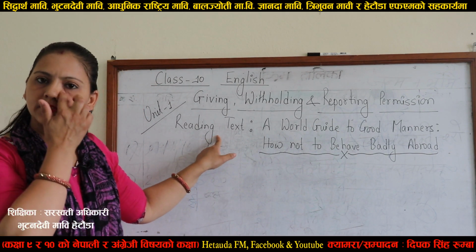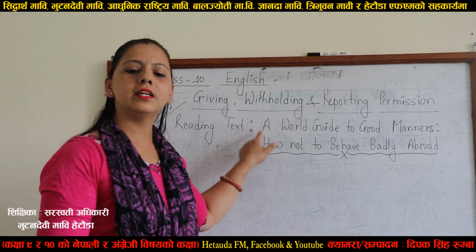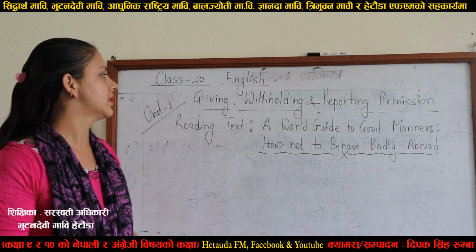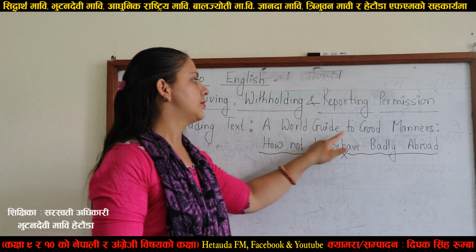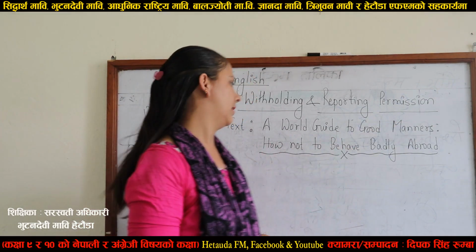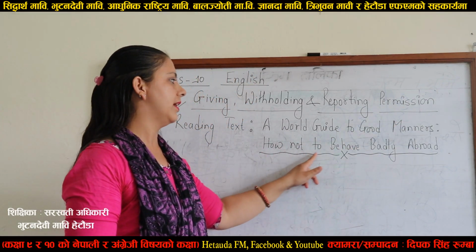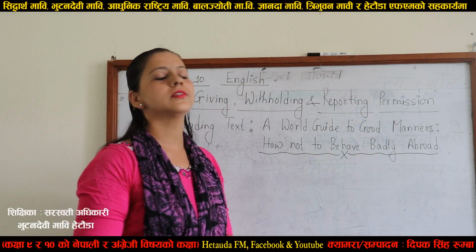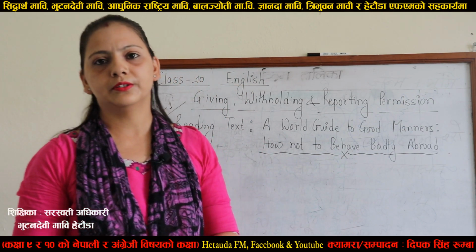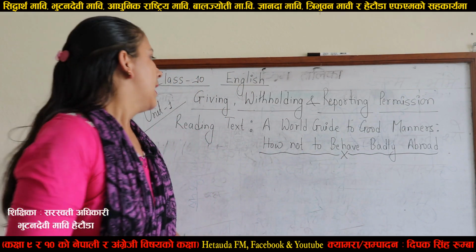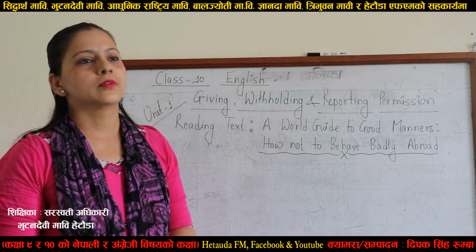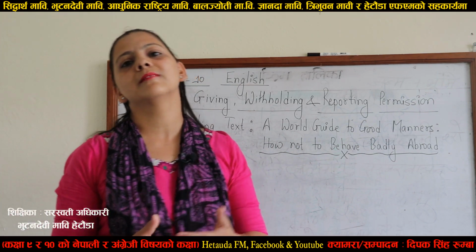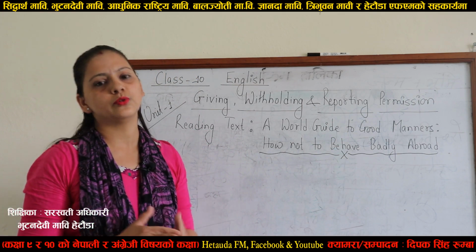So, as our first reading text, at the beginning of unit 1, there is a reading text entitled A World Guide to Good Manners. So, how not to behave badly abroad. This is the title of our first unit. And in this unit, we will be reading certain good manners or positive manners of different countries.